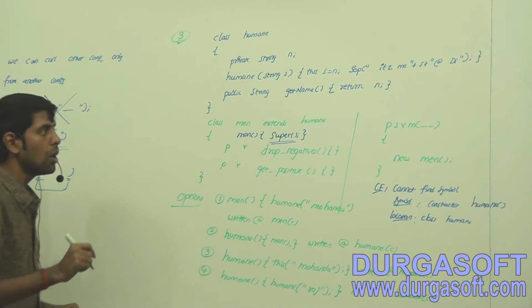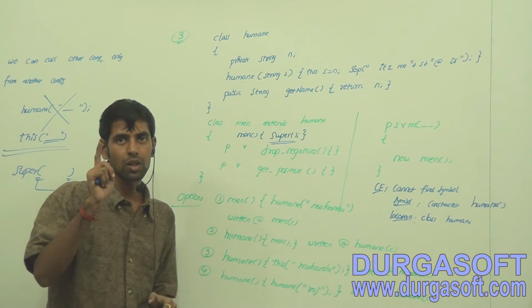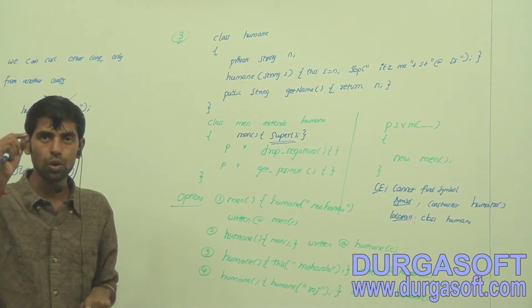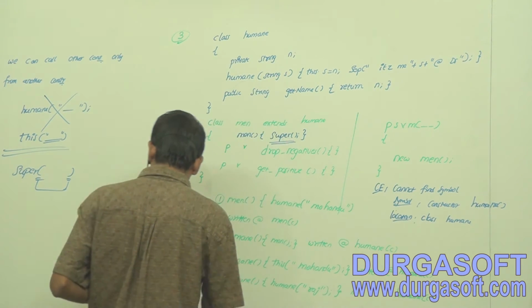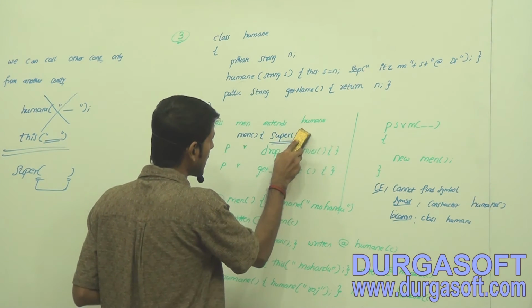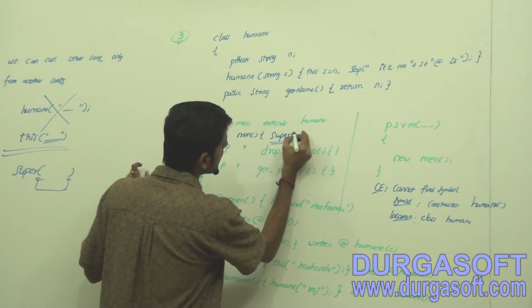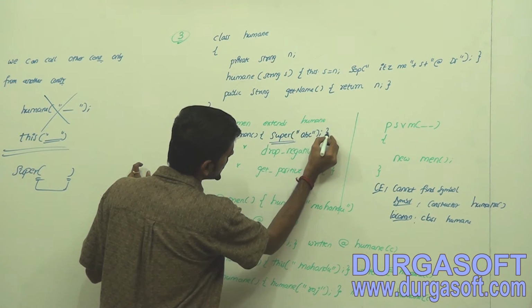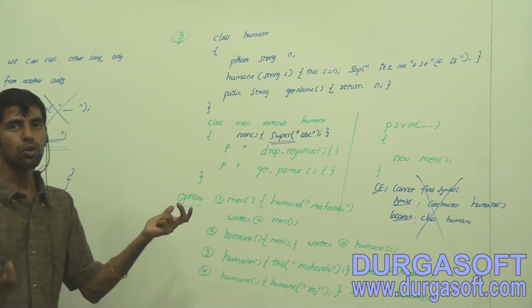I have said this to you. Think that in order to avoid this compile time error, I have discussed that point in our constructors topic. How to avoid this compile time error? If I customize the no-argument constructor with an argument, some literal like A, B, C, now there will be no compile time error.